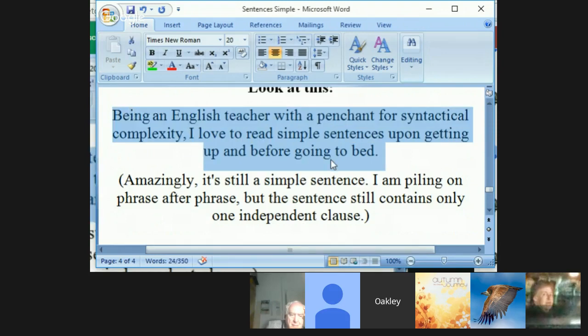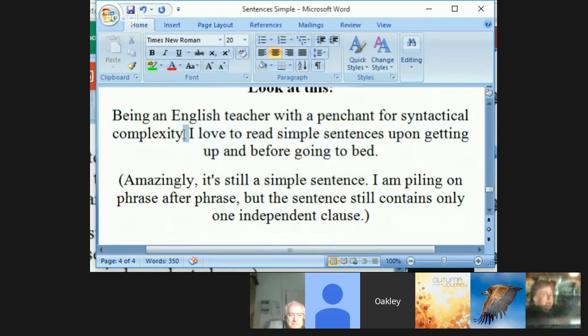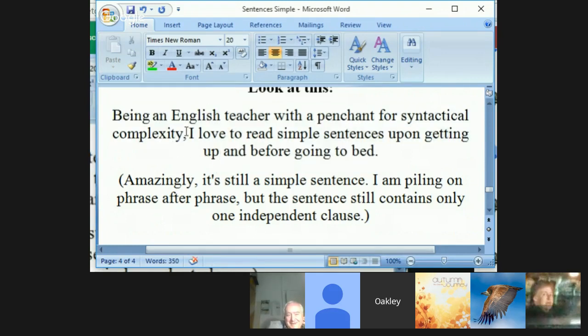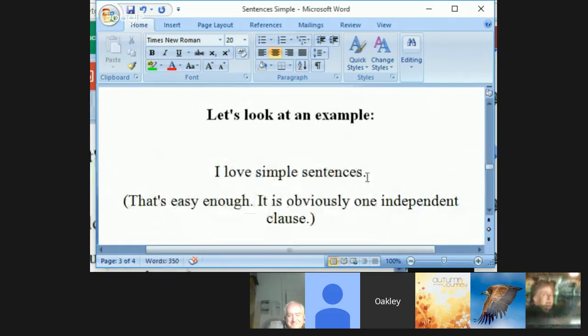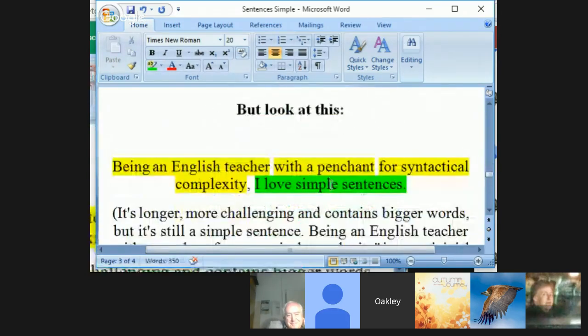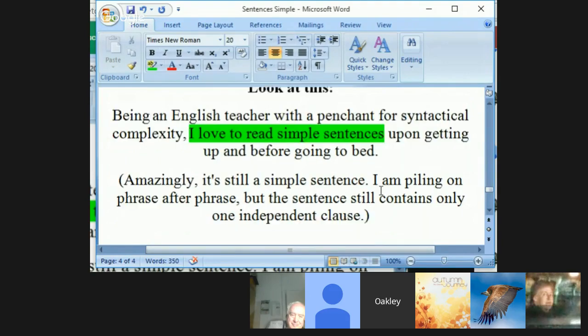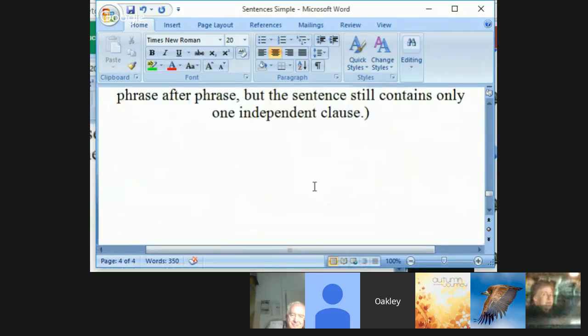Do you see that? Is this confusing to anyone? Again, what is the simple sentence here? Ken, where's the actual independent clause in this whole crazy thing? I think the first, being an English teacher, something like I love to read simple sentences. Yes, it is, and that's it. It's the same. I love simple sentences. I love to read simple sentences. Same. So it doesn't matter how many phrases you want to add.